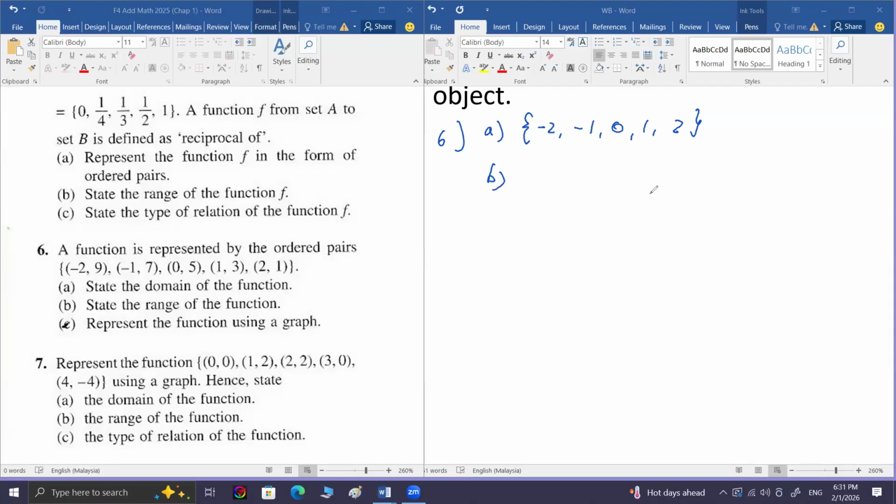Like just now, same thing. 9, 7, 5, 3, 1. You can write in increasing or decreasing order, yeah? 9, 7, 5, 3, 1. Okay, represent the function using a graph. So just sketch a graph.